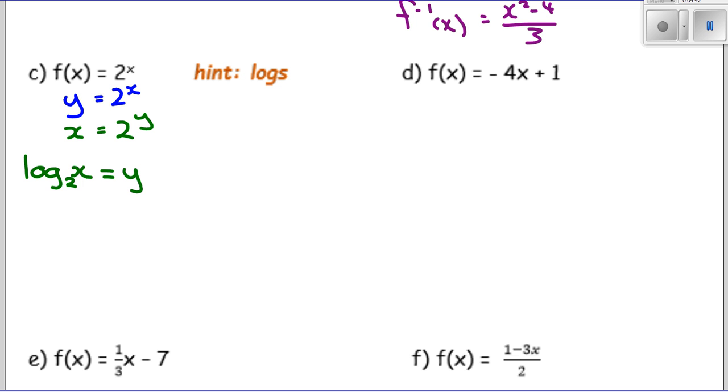Wait, so you can't log both sides? That's what I did. You could, and you'll get an equivalent answer. In fact, let's do both. I'll do both. Yeah. I just erased it. You can unerase it. So this one, if you do this version, you're done already. And it is f minus 1 of x.